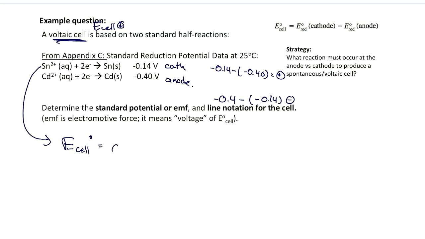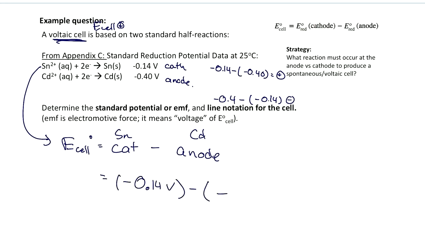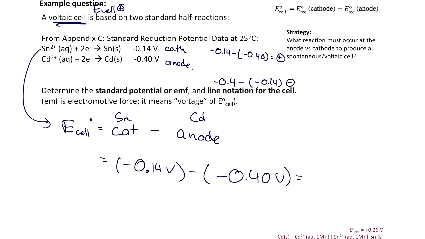So here it's cathode minus anode. We determine that the cathode is tin, the anode is going to be cadmium, and so this is going to be negative 0.14 volts minus negative 0.40 volts. And so the value you get out here is that this cell potential is going to be around 0.26 volts.